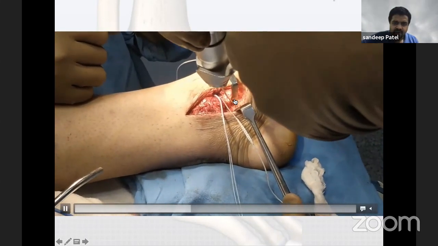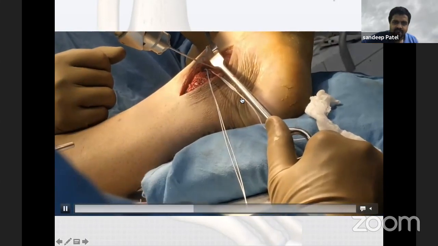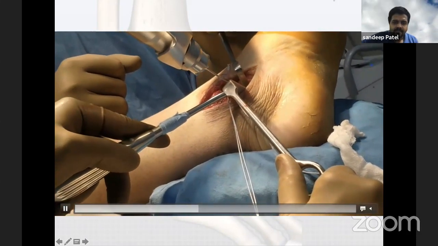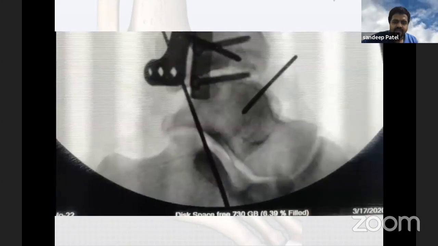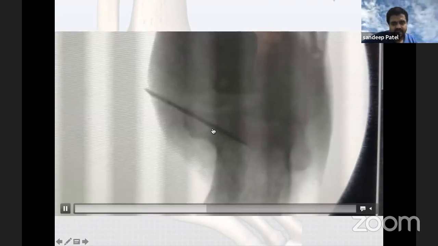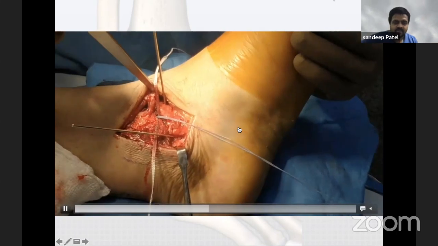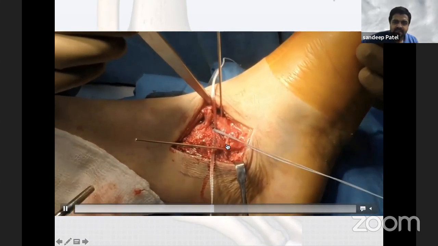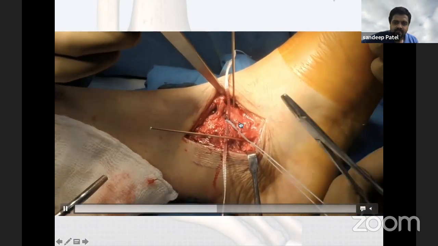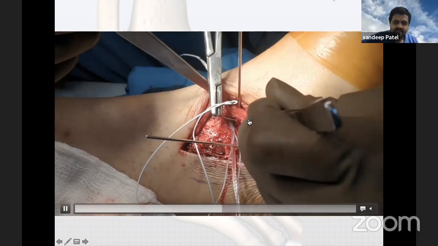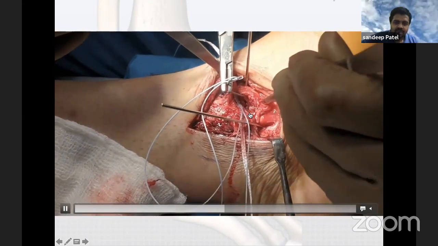So this K-wire is drilled into the sustentaculum tali. We have to confirm it with X-rays, and the other K-wire is in the talus. You can see one in the sustentaculum tali, beautifully gone. And once we are confirmed with it, the next stage is to repair the deltoid ligament. So we take the suture anchors and bite into the torn deltoid ligament.